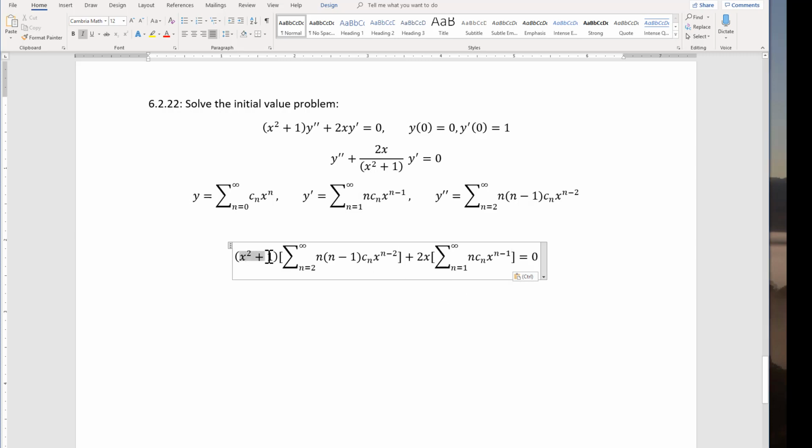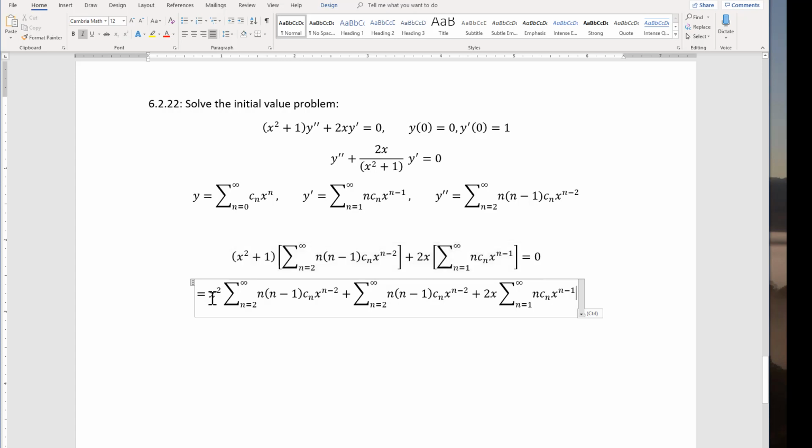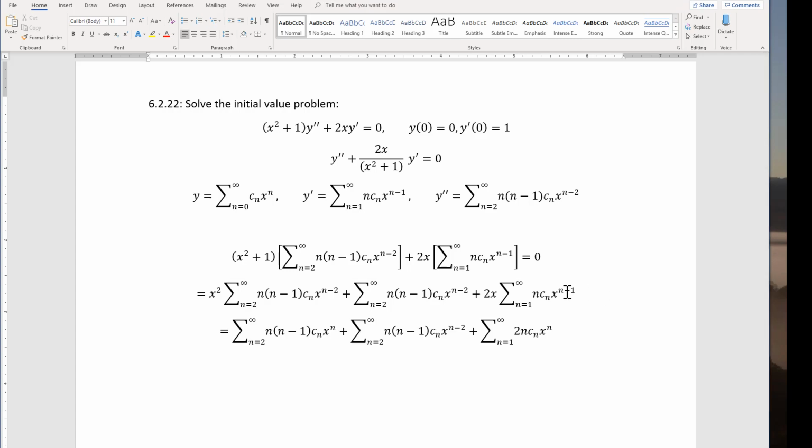So let's see. We need to distribute this series. So we have the series that needs to get distributed to the x squared and to the 1. And so how's that going to look? I believe it's going to look like this after we distribute. So we distribute, and then we have this term with an x squared, and then this term with a 1, and then we haven't touched this term yet. So now let's put the x squared in, let's put the 2x into that last series, and this is what we're going to get.